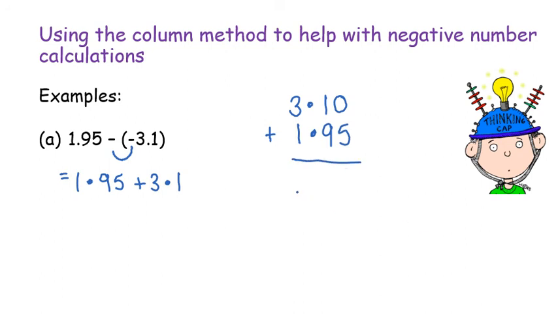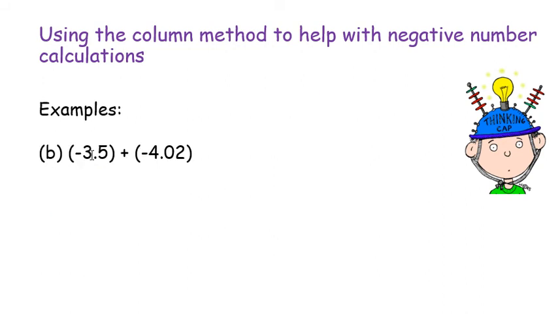Okay, so 0 plus 5 is 5, 9 plus 1 is 10, 3 plus 1 is 4, plus 1 is 5. So our final answer is 5.05.